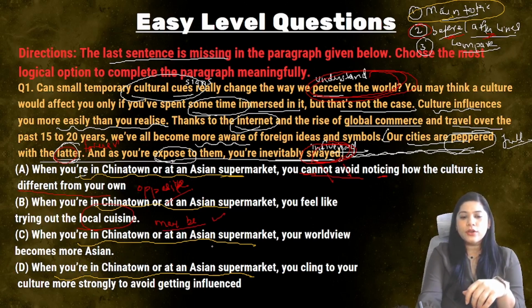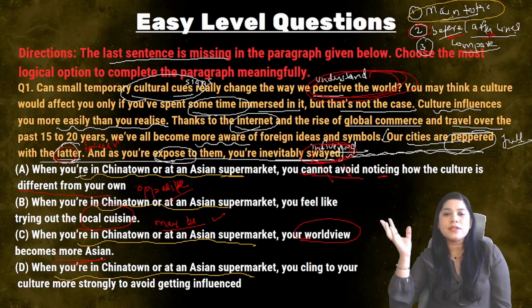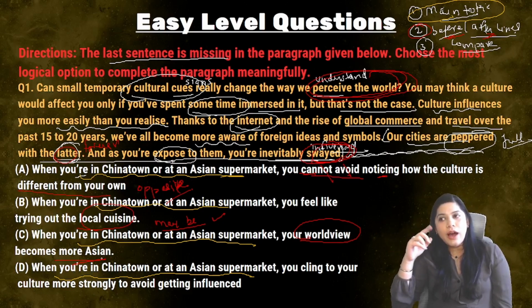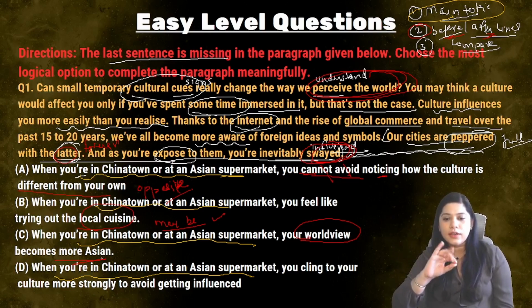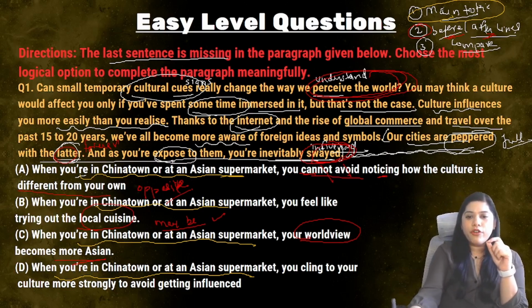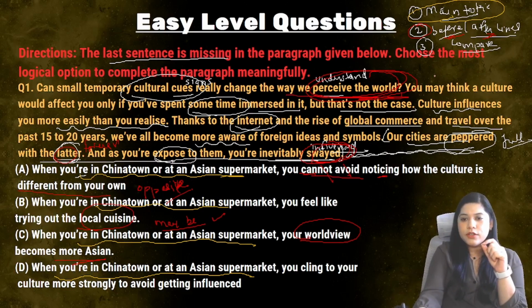Now, "when you're in Chinatown at an Asian supermarket, your worldview becomes more Asian." Like even if you're coming from the US, you start thinking like an Asian. Or from Asia, if you go to America, after a few days you start thinking the way Americans think, and you forget how you used to think in India. So it actually goes with the first line, that it affects how we perceive the world. First line and last line also say we get swayed, meaning we get influenced. So at least between B and C, C is much better. I'll put a double tick mark.